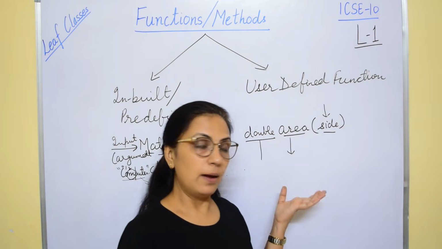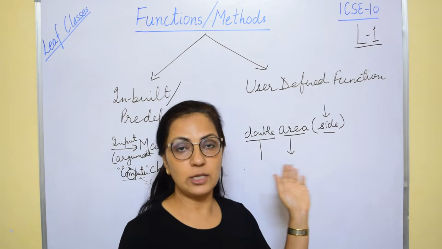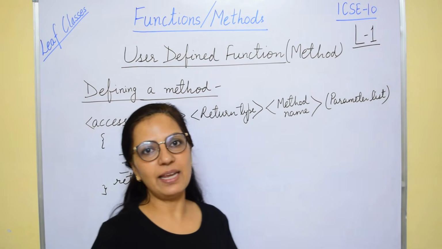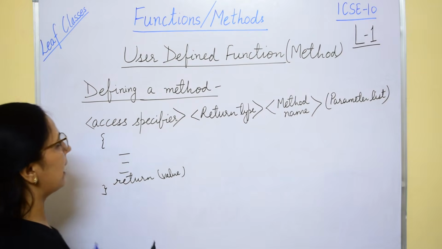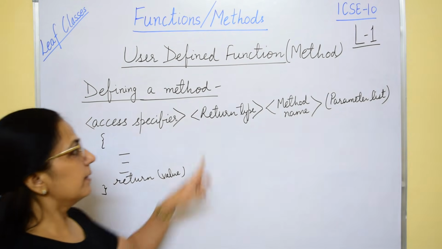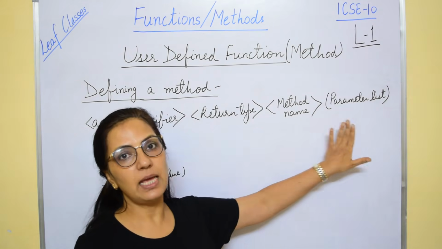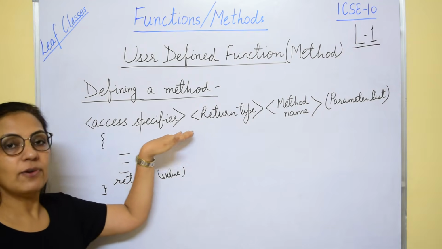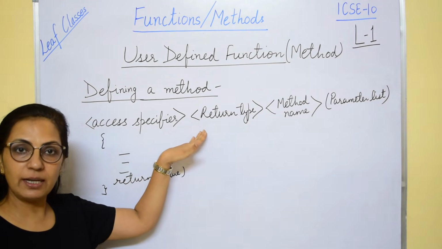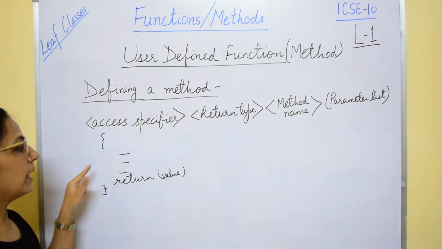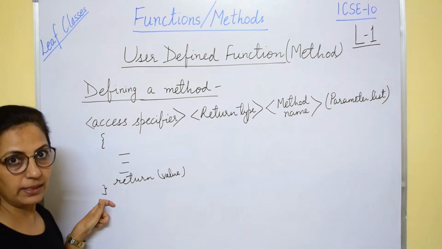Now we will do user defined function. I will explain you all the points one by one. We start with defining a method. Let's see how to do that. First is access specifier, then return type, method name and the parameter list, and this is your first line of the function definition. This is how you give, and then the function body is written within the parenthesis.